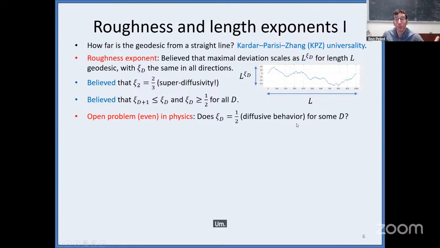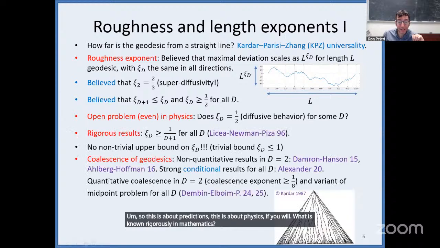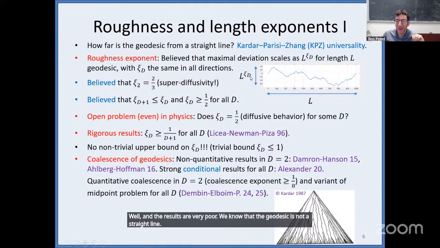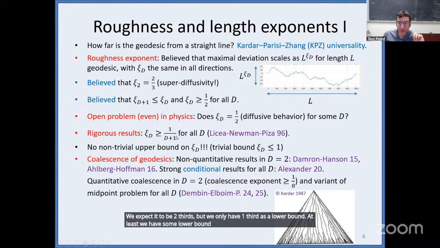So this is about predictions. This is about physics, if you will. What is known rigorously in mathematics? Well, the results are very poor. We know that the geodesic is not a straight line. We know that this psi d exponent is positive. Even a bit better, we know it's at least 1 over the ambient dimension plus 1. So in 2 dimensions, we know it's at least 1/3. We expect it to be 2/3, but we only have 1/3 as a lower bound. At least we have some lower bound, at least it's positive.